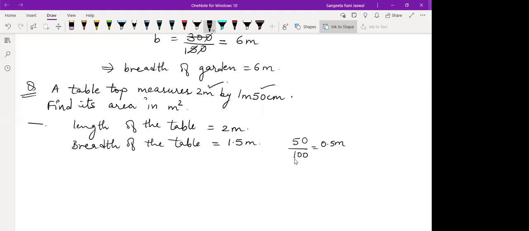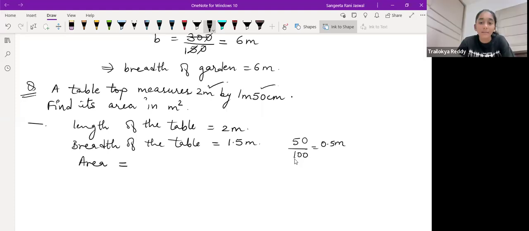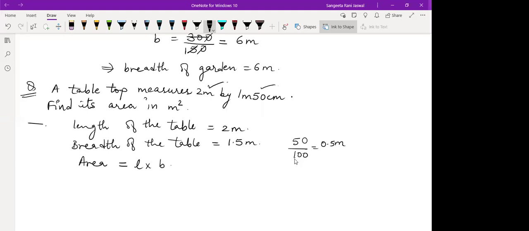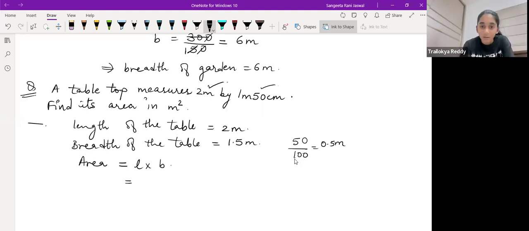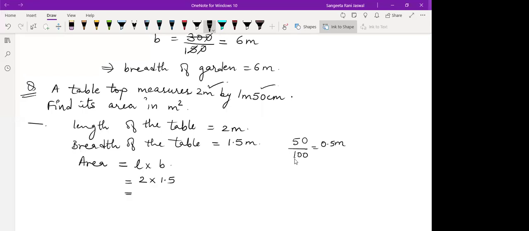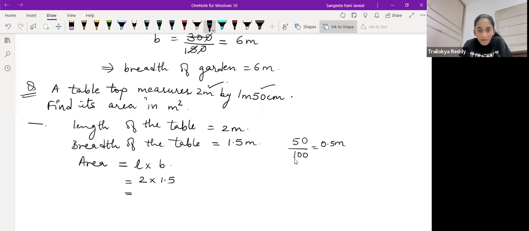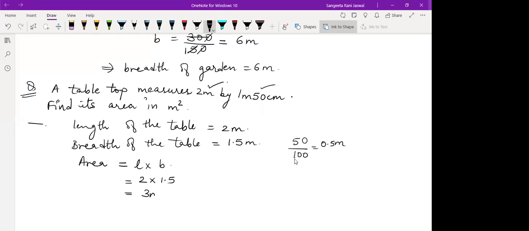Yes, ma'am. Okay. Then you have to find the area. Trilokya, now you tell me. How will we find the area of a rectangular top now? Ma'am, the length multiplied by the breadth. Length multiplied by breadth. So what is it? 2 meters multiplied by 1.5 meters. And what do we get then? 3 meters.